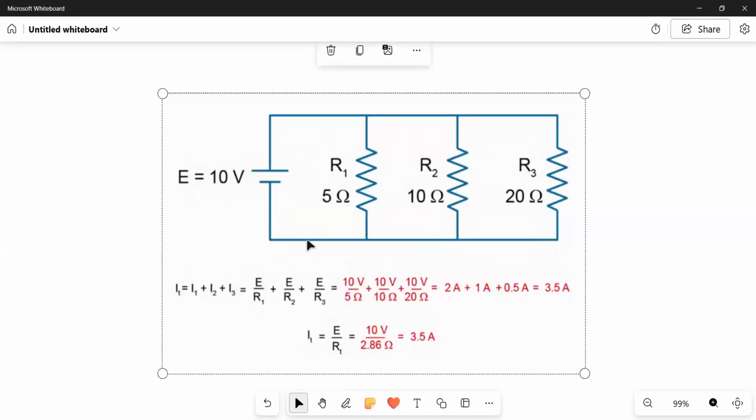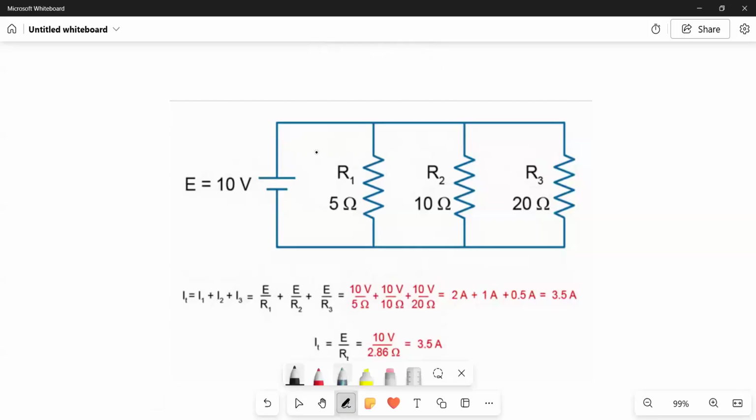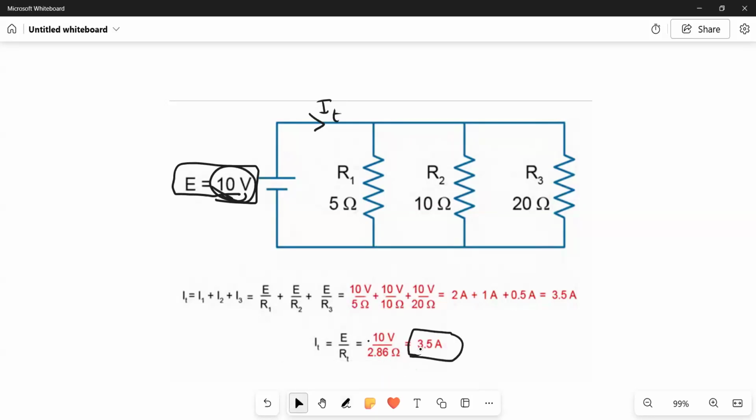Yeah. So if you want to know the current, so we added up and we got the overall resistance to be 2.86. So if you want to know the current flowing, I will use the convention I total. You just divide the electromotive force of the battery, which is 10. I don't know why they like 10. We're used to 12-volt batteries here. 10 divided by the 2.86 ohms, and you get 3.5 ampere, right?